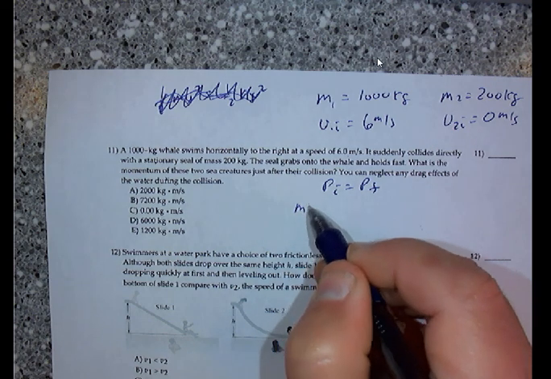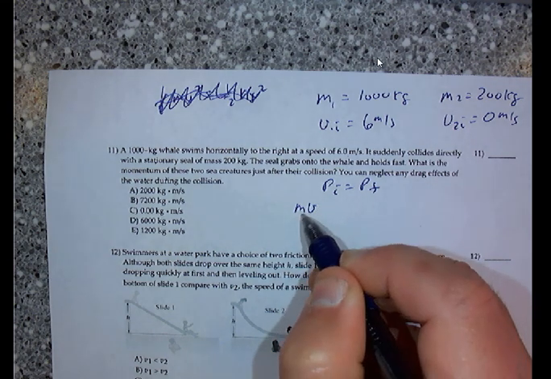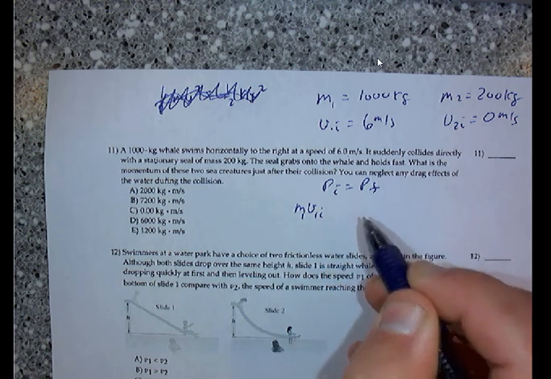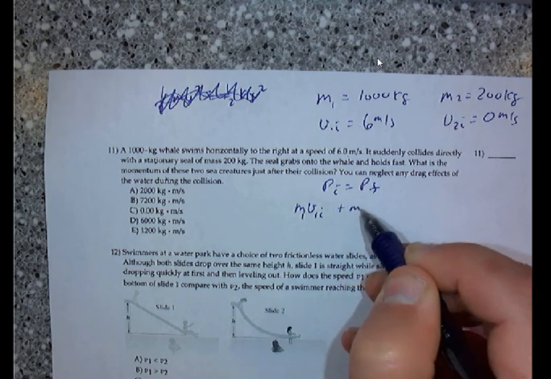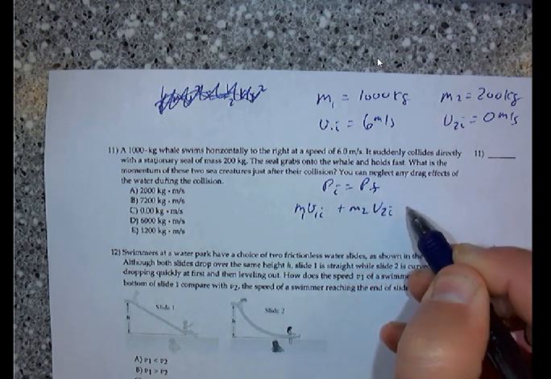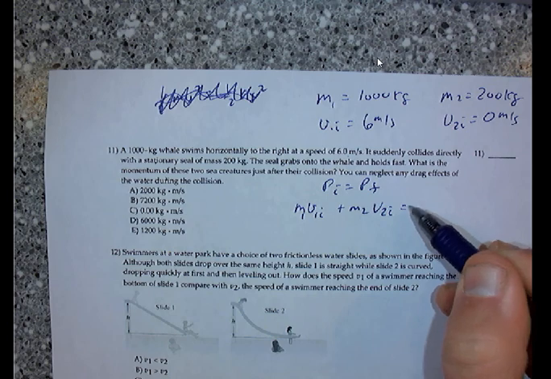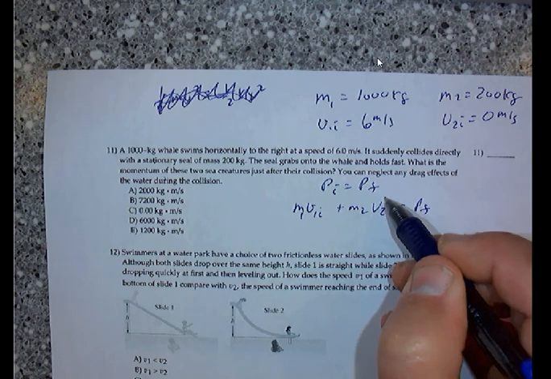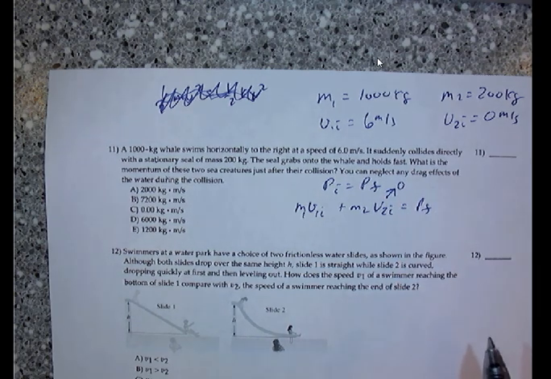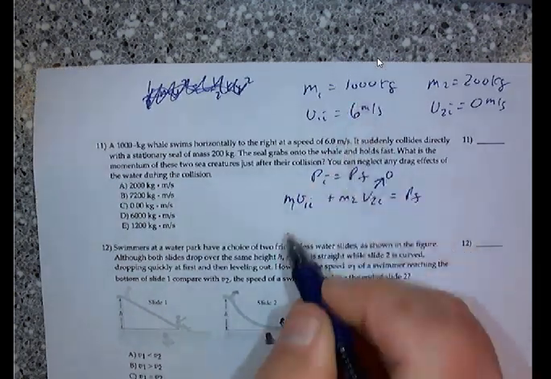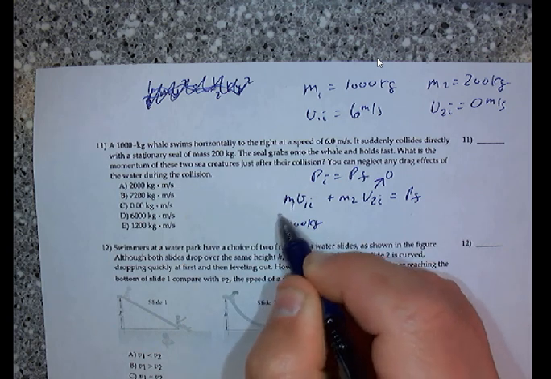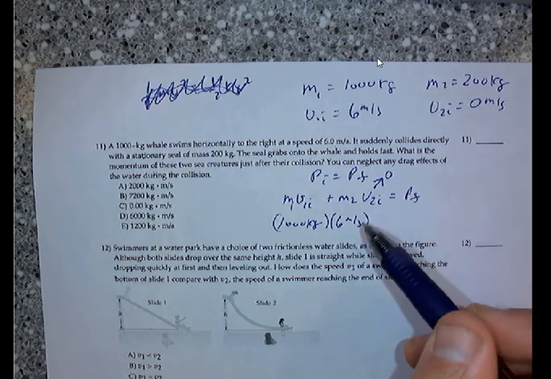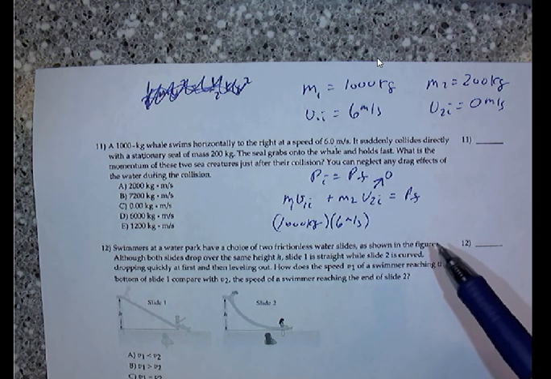So the initial momentum is just contained in the whale because the seal's not moving. I'll write it down, but it's equal to 0. Okay, plus mass 2, velocity 2 initial. And that's equal to the final momentum. Okay, good. And then again, this one's not moving. So we would have 1,000 kilograms times 6 meters per second. So if the initial momentum is 6,000, that's going to be the same thing as the final momentum.